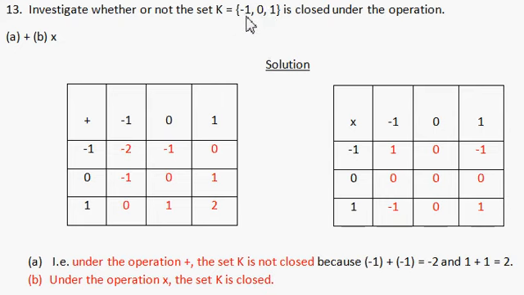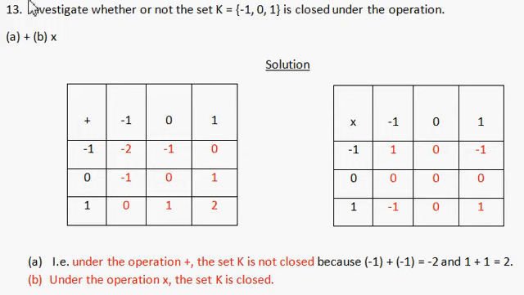As you can see here, we only have -1, 0 and +1. As long as -2 and +2 are not among the set K, it simply means that set K is not closed under the addition operation. So that's our reason for set K not to be closed under the addition sign operation.